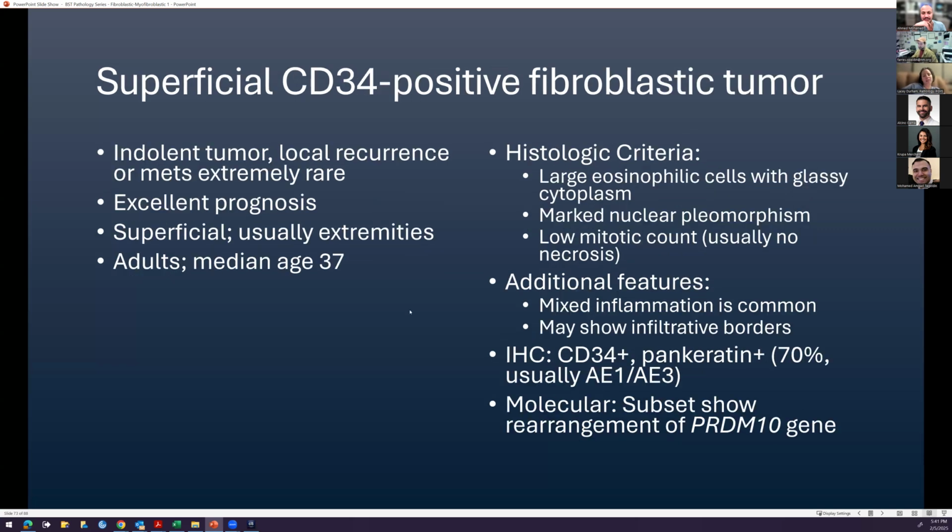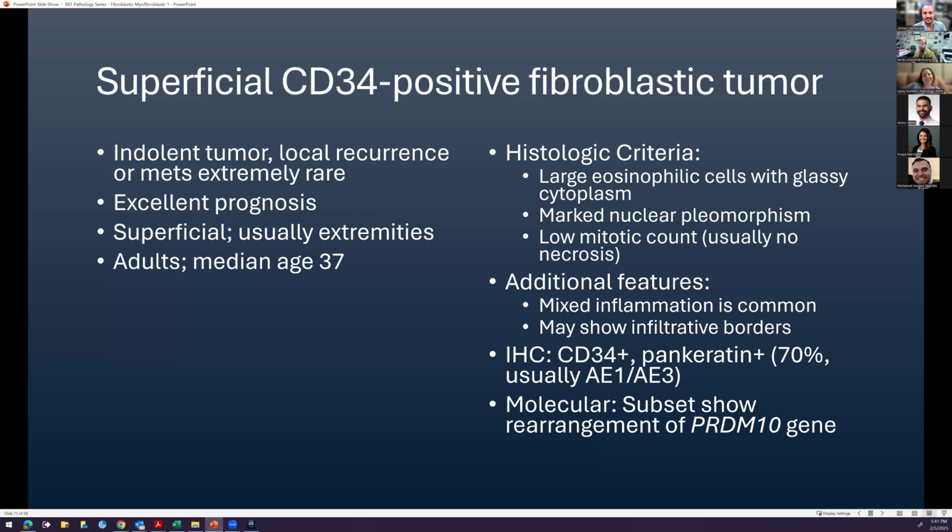First off, these are things that we don't really get a whole lot of. I've probably seen most of them at one point in my life, but I don't have slides for all of them, unfortunately. These are from a long time ago. The first one we're going to talk about is superficial CD34-positive fibroblastic tumor, which is kind of what's written on the tin, honestly.